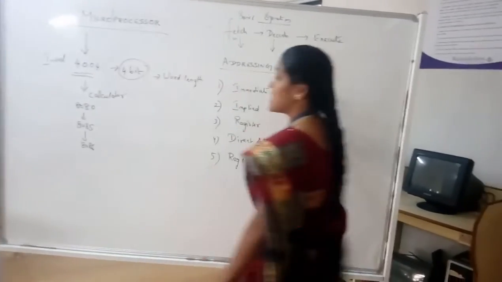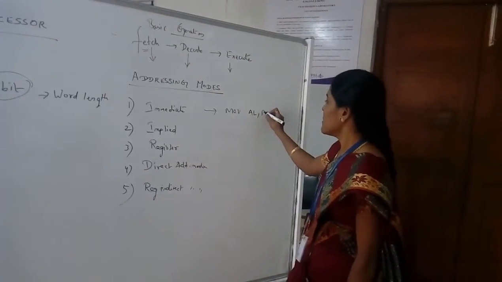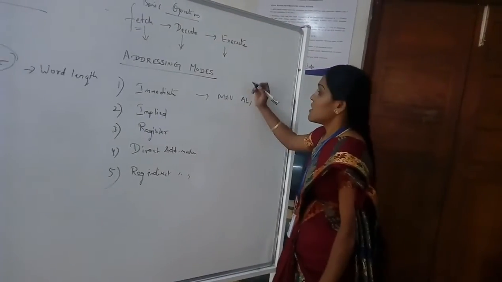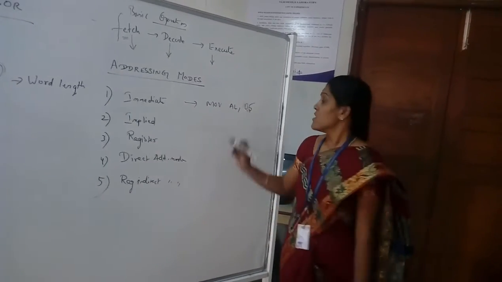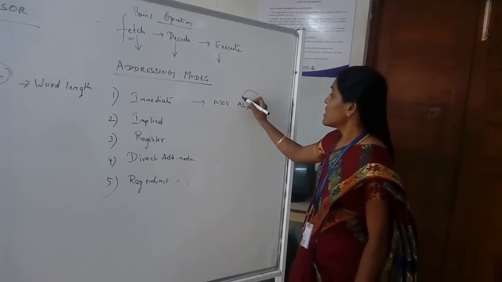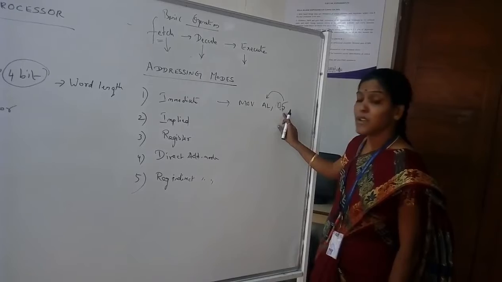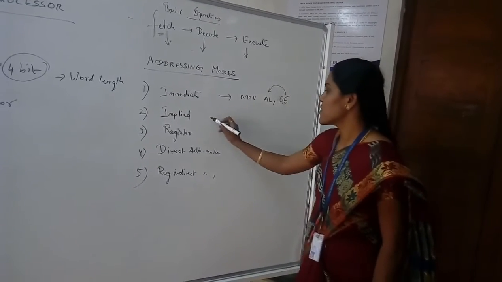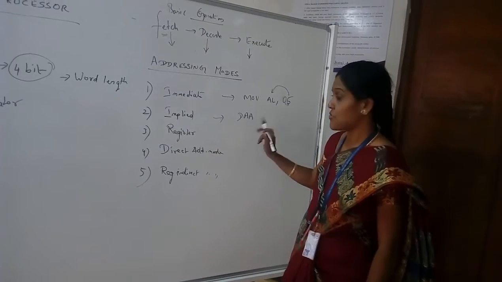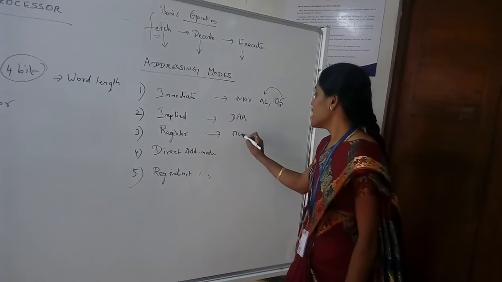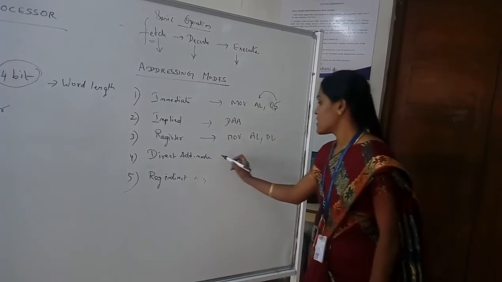What do you mean by the immediate addressing mode? We know the instruction MOV AL, BL. In immediate addressing mode, you have MOV AL, 05. Here the data is given immediately to your register AL. So data is available immediately in the instruction itself. Implied means data is inbuilt in the instruction. Register means data is given in a register; data is stored in the register.